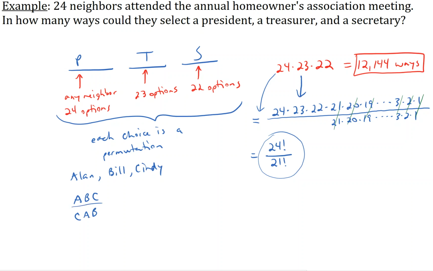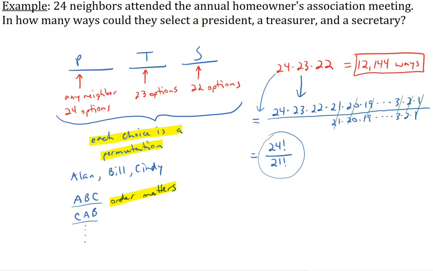Each one of those is a different option, right? Because I have a different president, treasurer, and secretary. So each one is different even though it's the same people being chosen. The order here matters. So that's why each choice is a permutation, because each different order is a different count.